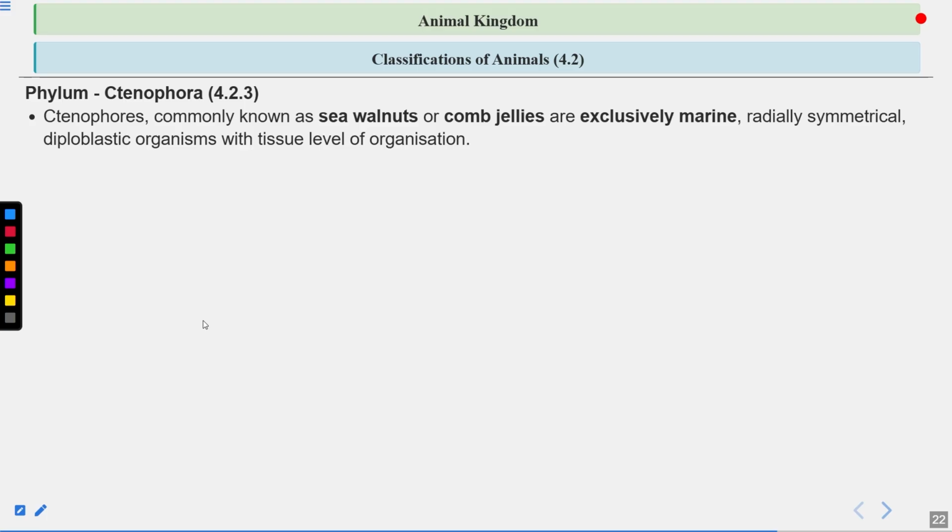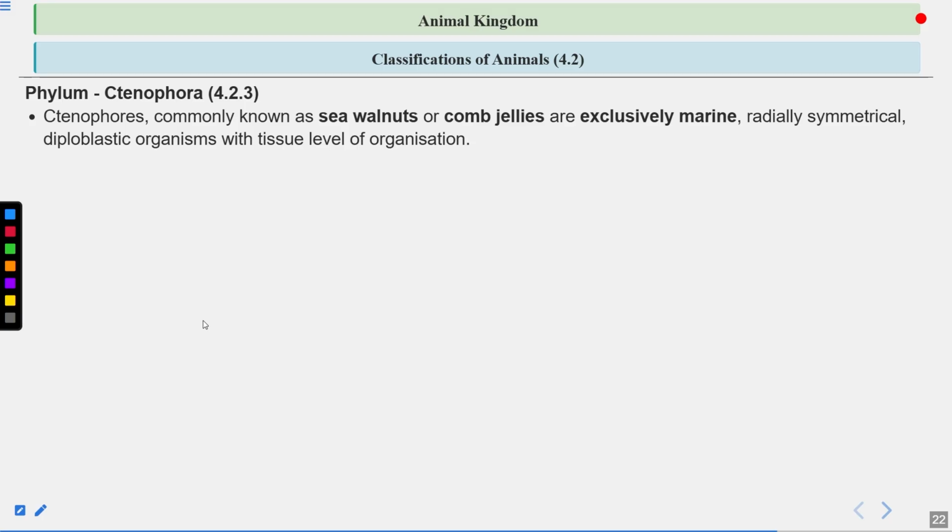Next phylum is the Ctenophora. Ctenophores, commonly known as sea walnuts or comb jellies, like the walnut structure. You have seen the walnut, right? Similarly, we see the same structure in ctenophorans, and they have combs. They are also called comb jellies because the bodies look like jelly, but they have comb-like structures. They are exclusively marine. They are not found in fresh water. All the organisms are reported to be found in marine environments.